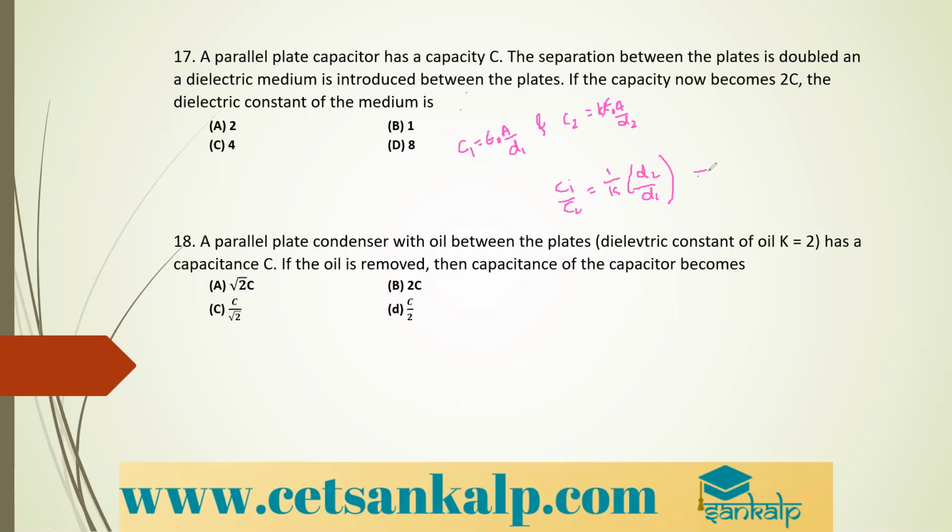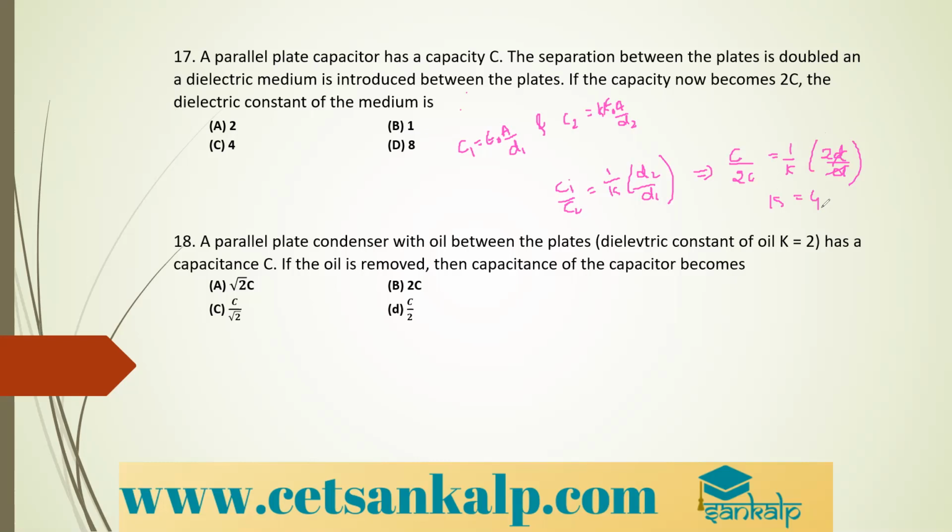So what are they saying in the question? C1 is C and C2 is becoming 2C, is equal to 1 by K, D2 divided by D1. D2 is becoming 2D and D1 is becoming D. So D will get cancelled, C will get cancelled. Therefore, K is equal to how much? 4. Therefore, K is equal to 4. That is option C, the correct option.